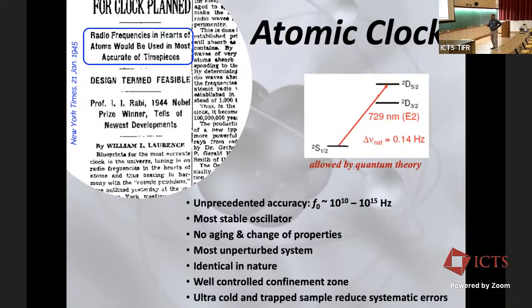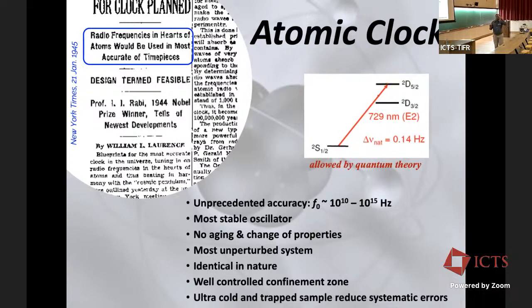Then the atoms are the most stable oscillator. You can take an atom anywhere in the world, let's say a hydrogen atom, it has the exact same property. It has some systematic shifts, for example, Zeeman shift, etc., but that we know how to estimate. We know for a particular state what would be the systematic shift, or we can find it out. So considering that, that kind of systematics we can really take care of. It's a really unperturbed system, and a hydrogen atom everywhere in the world or everywhere in the universe is the same.